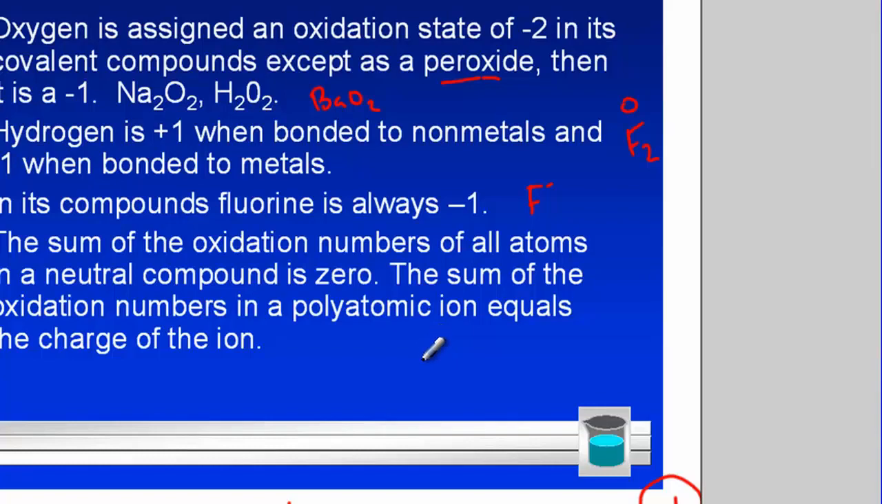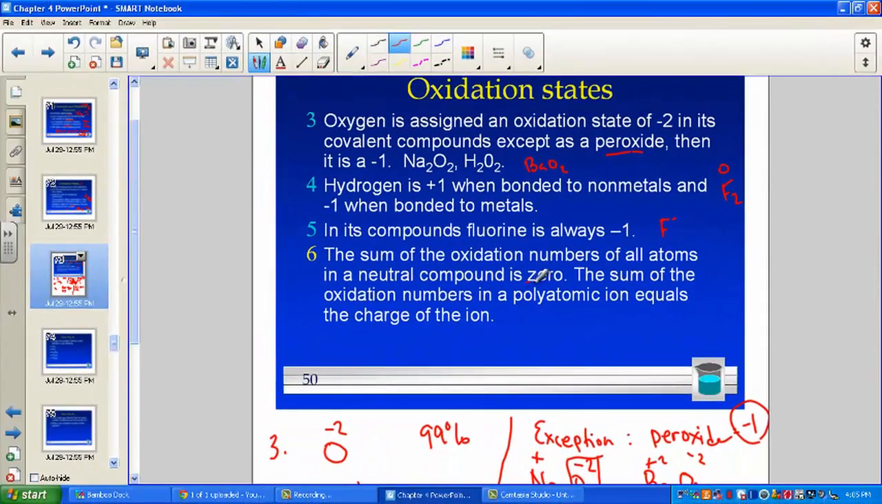Rule number 6. The sum of all oxidation numbers in a neutral compound is always 0. We've learned that when we try to crisscross charges, we make an electrically neutral compound. The sum of oxidation numbers in a polyatomic ion equals the charge on that ion. So for instance, let's suppose I have a neutral compound, NaCl, sodium chloride. The number of positives electrically balance the number of negatives to give us 0.